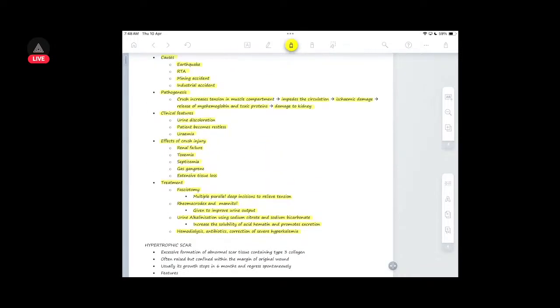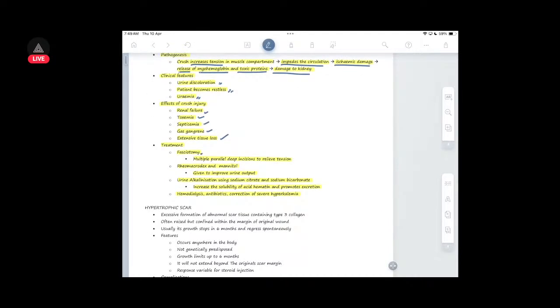So yeah, that is the crush syndrome. Increases the muscle tension, impedes circulation, ischemic damage, release of myohemoglobin and toxic proteins, damage to kidney. So urine discoloration is there, restless patients, and uremia is seen. So effects of crush injury: renal failure, toxemia, septicemia, gas gangrene, extensive tissue loss.